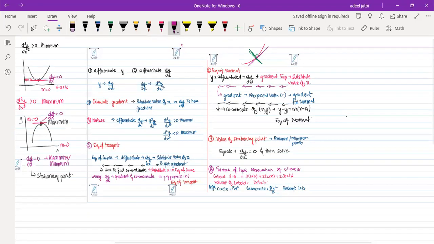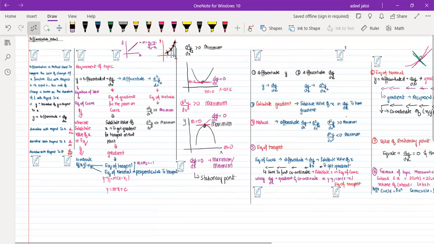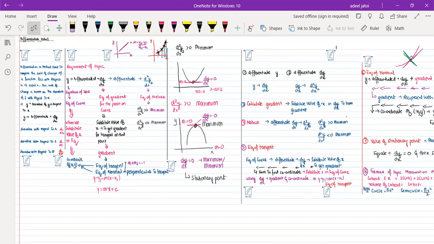So this was lecture number 1, that defines what differentiation is and what you are required to do in the topic. We have still not discussed or used the rules of differentiation. Inshallah, we'll be covering that in lecture number 2.